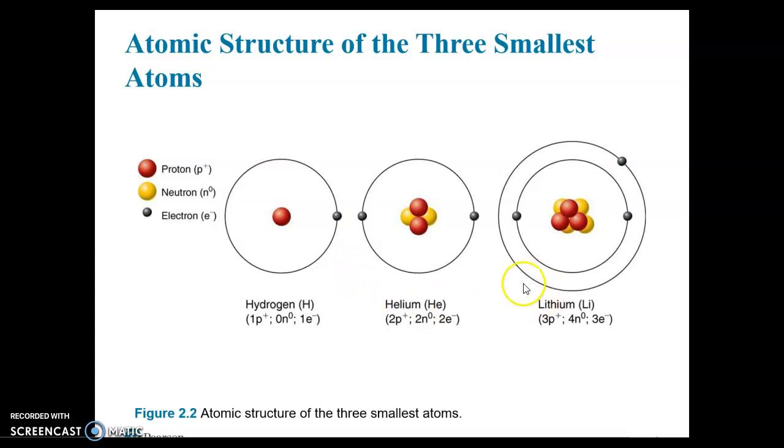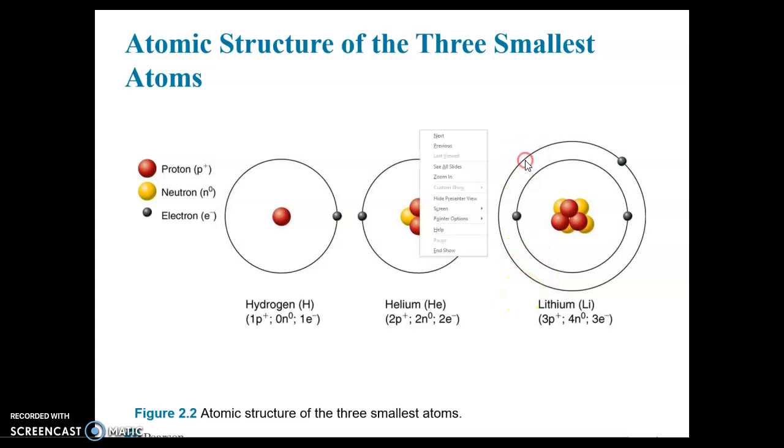Helium has an atomic number of 2 because of the red protons, there are 2 of them. So atomic number is the number of protons. That means helium has an atomic number of 2, and for its mass number you just count the subatomic particles in the nucleus, which would be 2 protons and 2 neutrons. So its mass number would be 4.